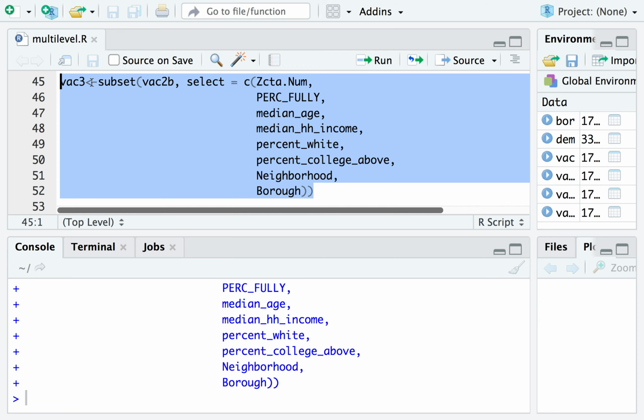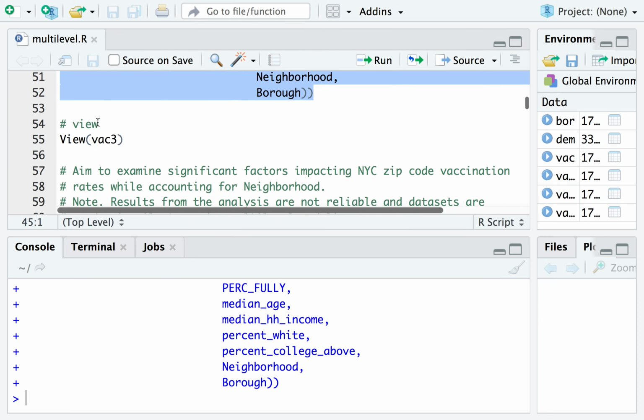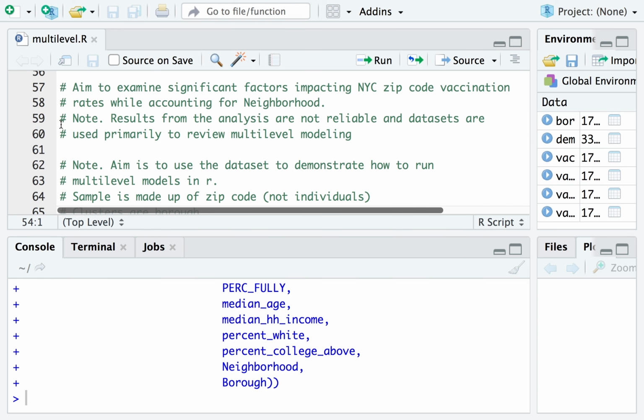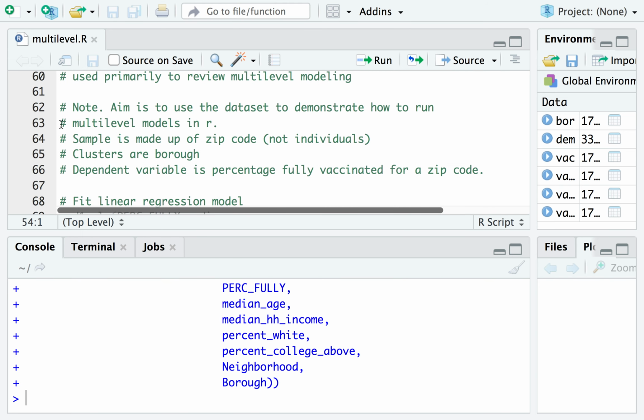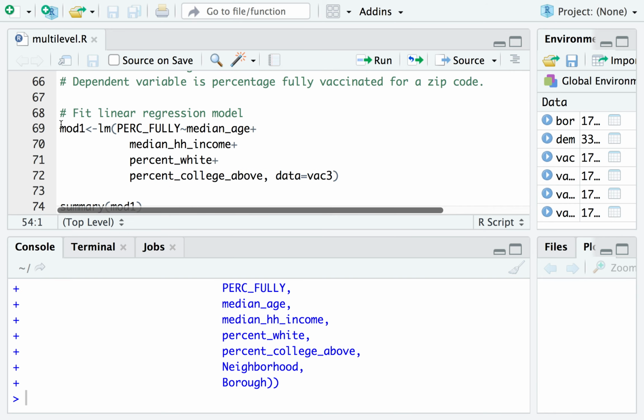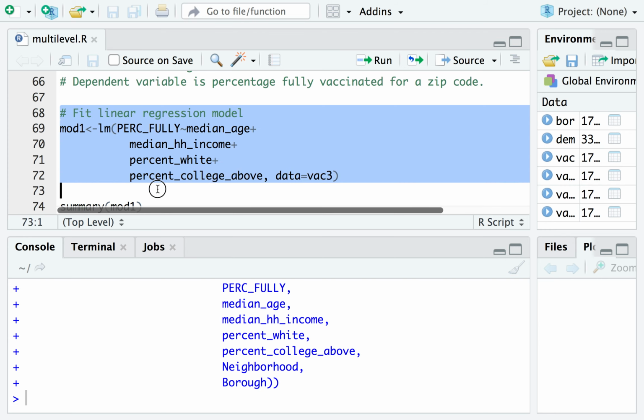And the data set is named VAC3 now. And we can view it, but I already went over it. So I'm specifically going over significant factors that impact the vaccination rate of a zip code. And my grouping variable is neighborhood. And it's mainly for just demonstration purposes. So let's run a regular linear regression model on the sample of zip codes, ignoring the grouping of neighborhood.